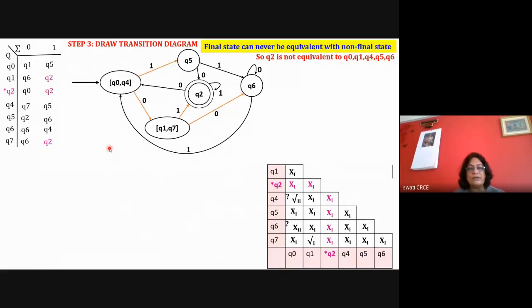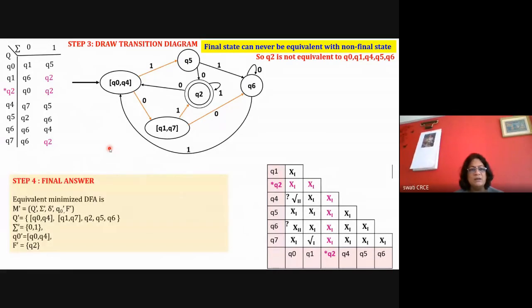You can draw the transition diagram properly, and after that you write down the final answer. Writing the final answer is compulsory here. You say that your equivalent machine is M dash, and Q dash is equal to the 5 states Q0Q4, Q1Q7, Q2, Q5 and Q6. Sigma dash is equal to 0, 1. The initial state is Q0, Q4 combined in a single state, and the final state is the same Q2, and then your answer is over.